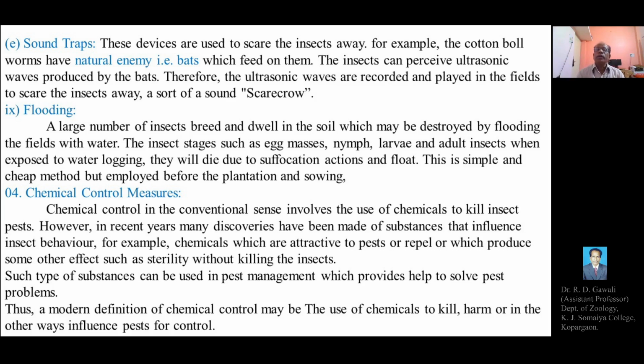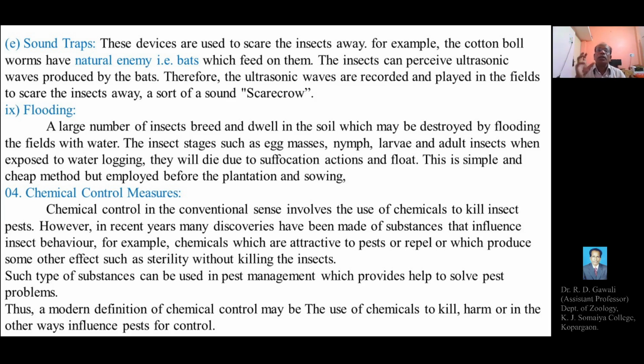Then sound traps. Sound traps are again devices used to scare the insect away, to move the insect away from a particular crop or field. Sound traps are devices which can produce a specific sound, and that will be used to scare or pass away the insect pest.